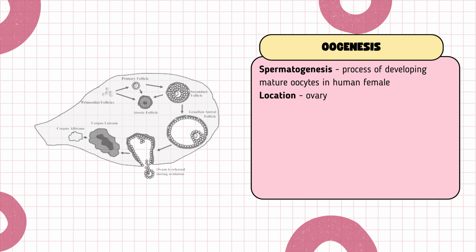Oogenesis, the process of developing mature oocytes, or eggs, is a prolonged and highly regulated process in human females. Immature eggs are formed within the ovaries during embryonic development but remain arrested in an early stage of meiosis. These oocytes do not complete their development until many years or even decades later, typically resuming maturation during the female's reproductive years in response to hormonal signals.